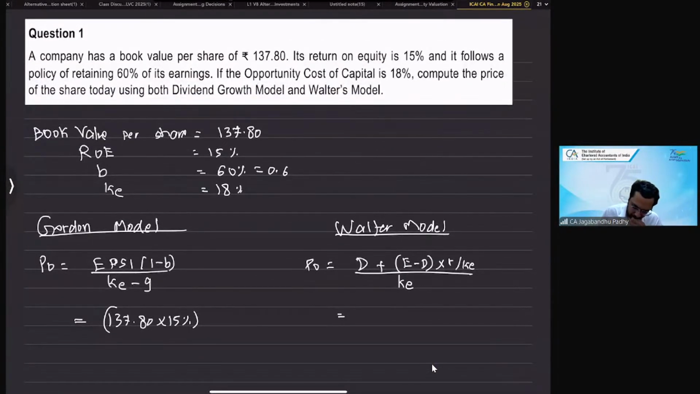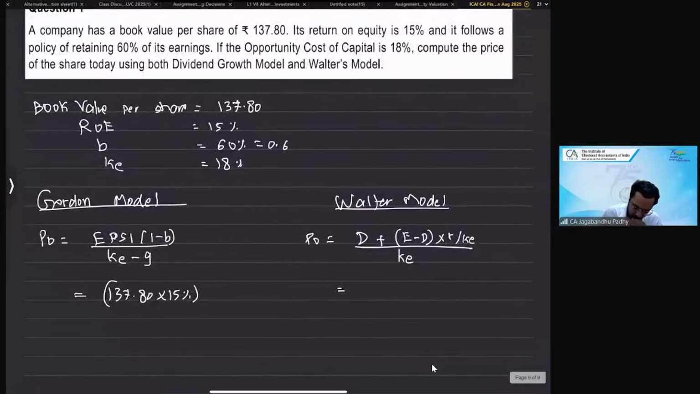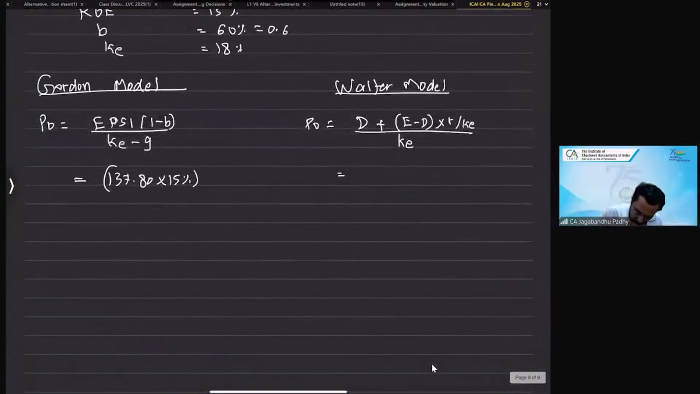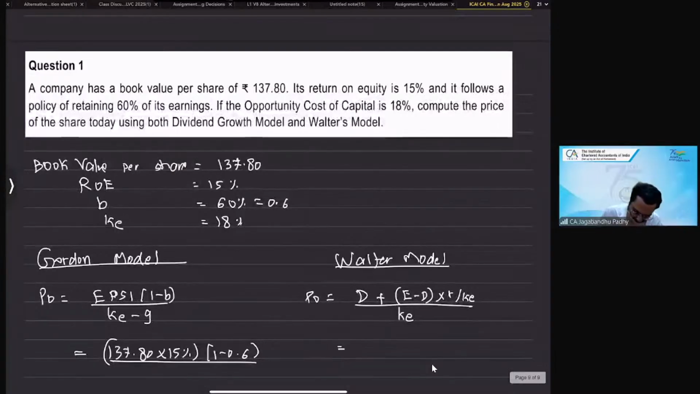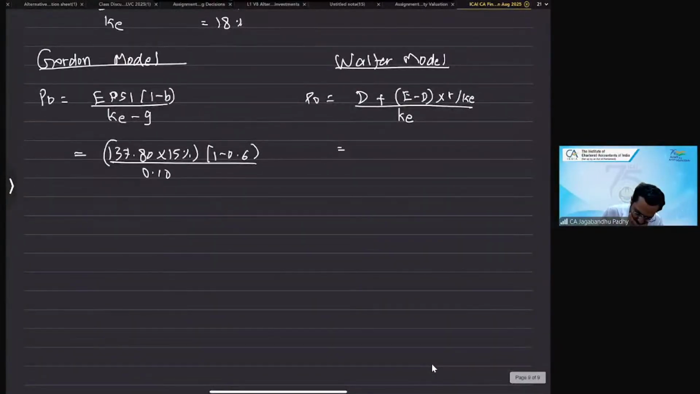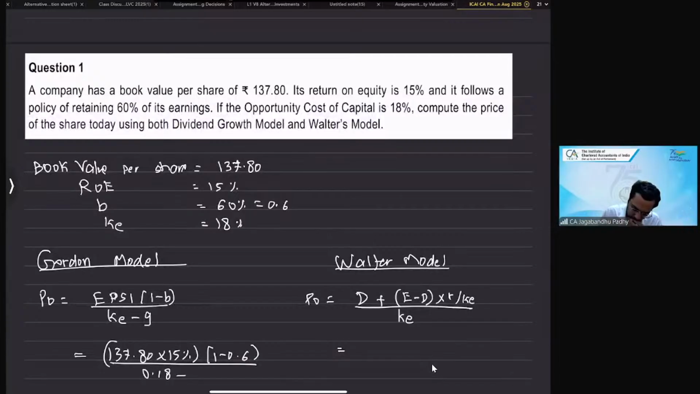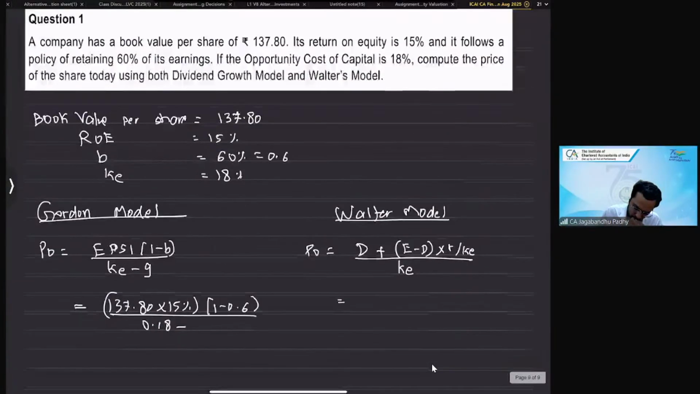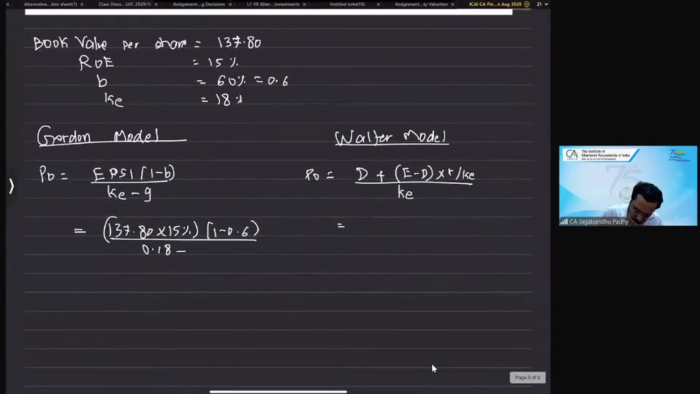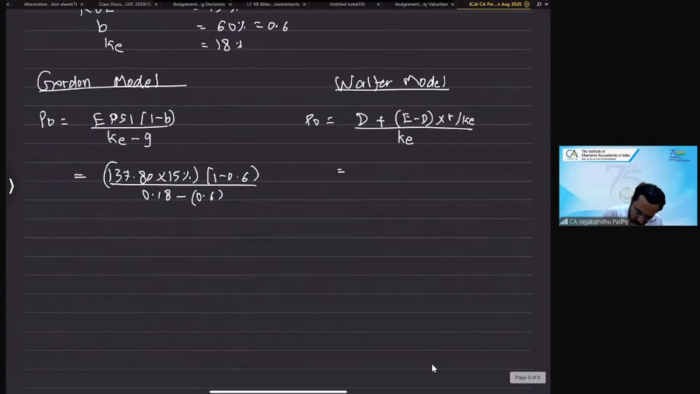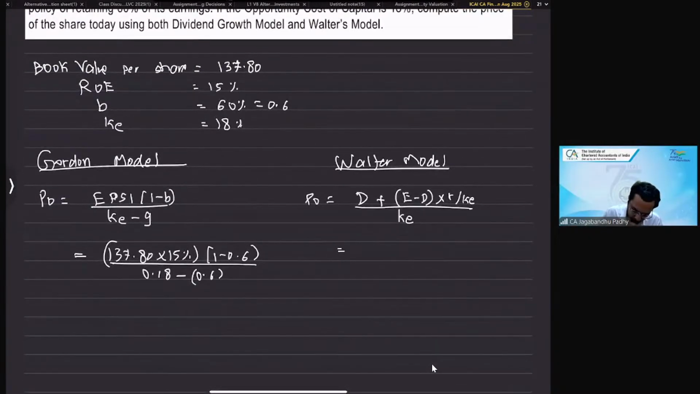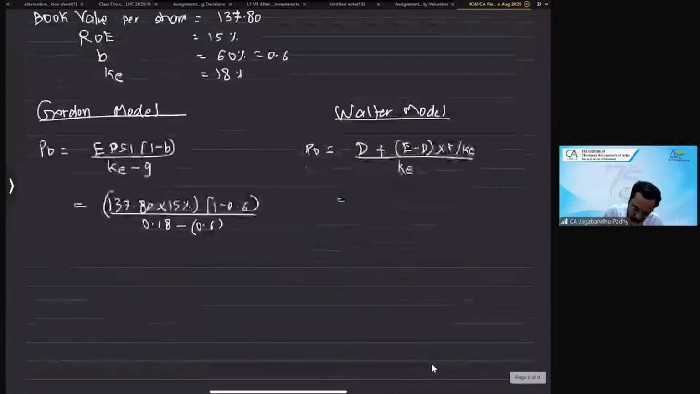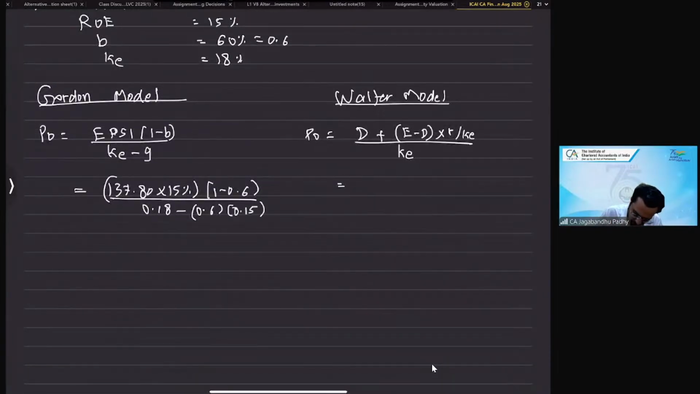Into 1 minus B. So retention is 60%. So 1 minus 0.6 upon K minus G. K is 18%. 0.18 minus G, which is growth rate. We'll have to get the growth rate as B into R, which is 0.6 into 0.15. Return on equity is 15%, right? So 0.15, yes.